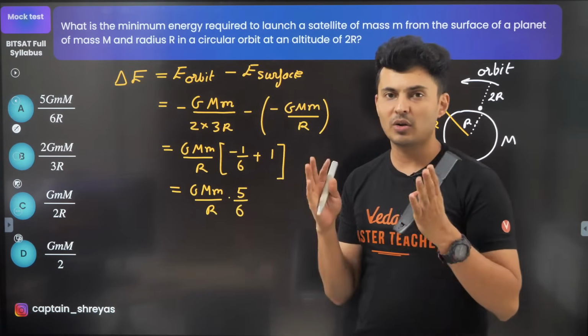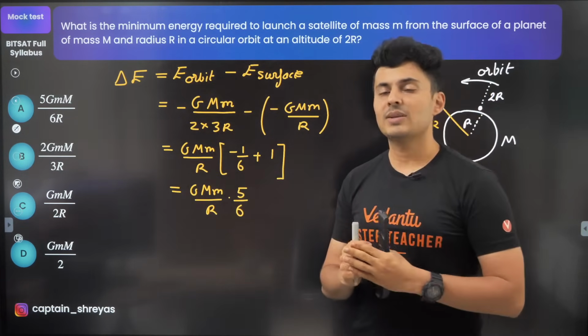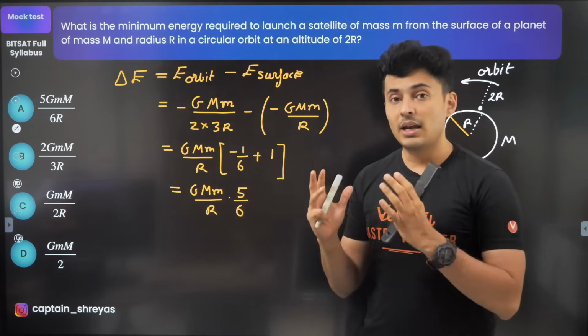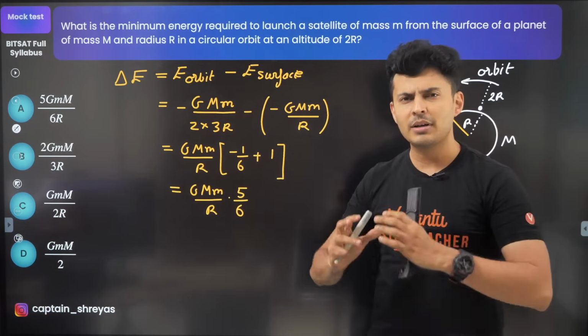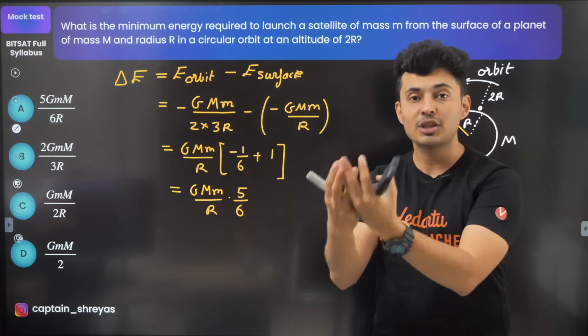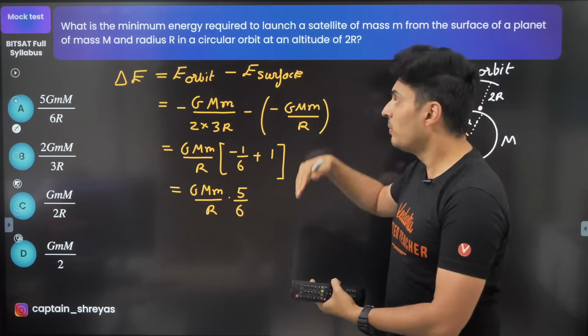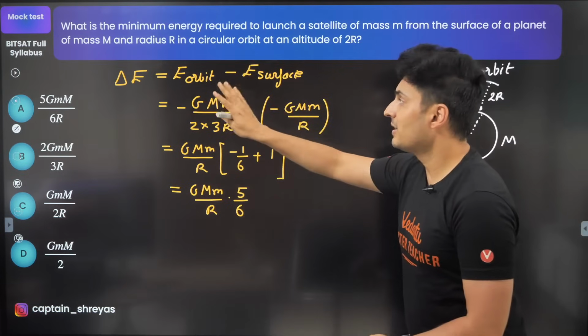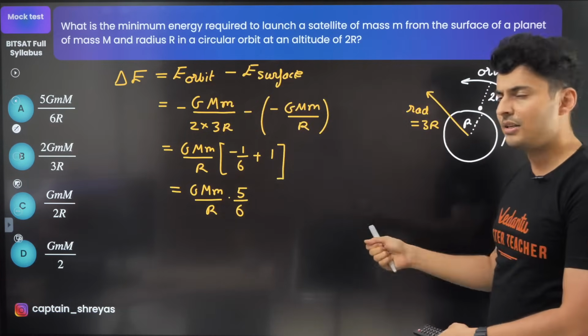This was based on the concept of the energy of a satellite, potential energy, and also the work power energy chapter, where you should realize that the energy difference will come from whatever energy you put in to bring it into the orbit. So the energy difference is always final minus the initial energy.